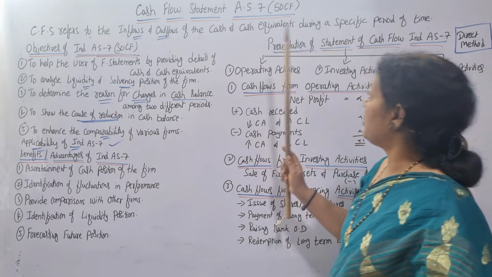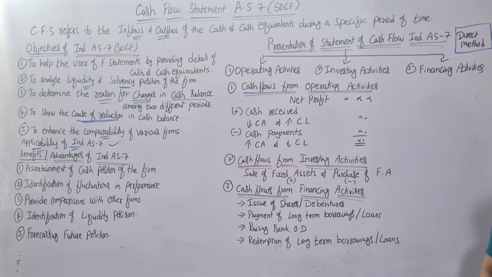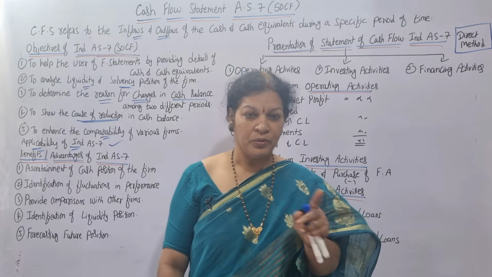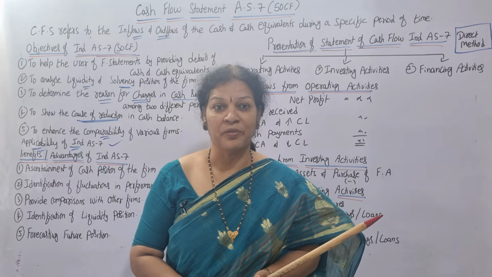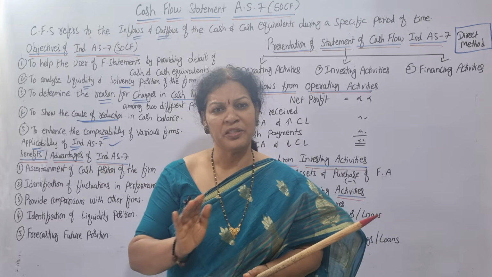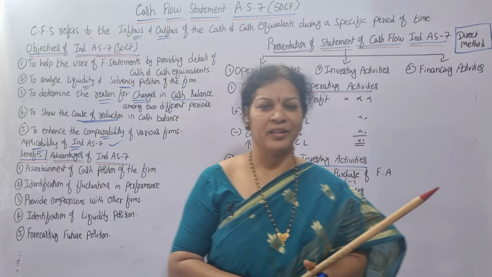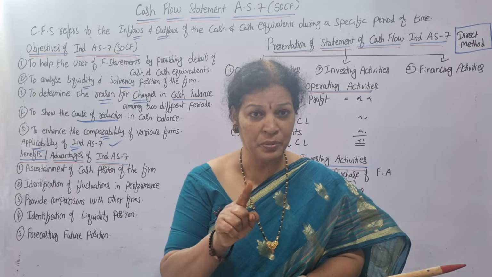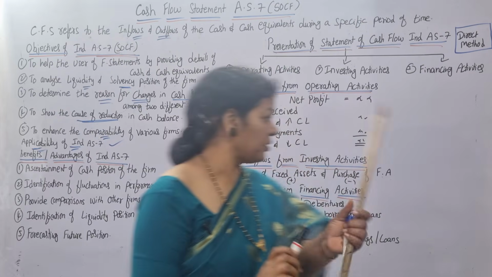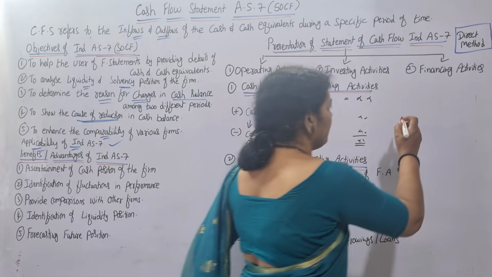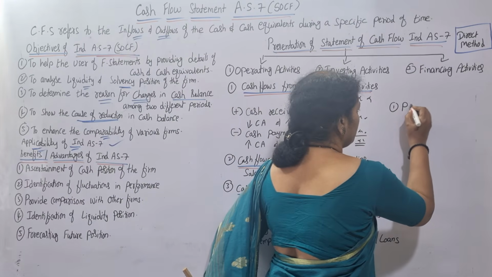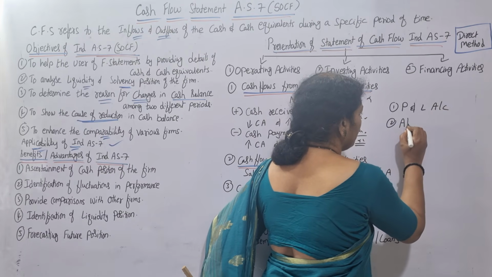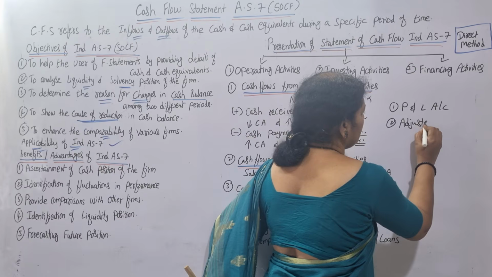Okay. Now coming to the presentation and statement of the cash flow statement. Before going to the cash flow statement, Accounting Standard 7, you need to prepare one thing, that is the adjusted profit and loss account. Do you remember the adjusted profit and loss account we have prepared already? Before the adjusted profit and loss account, we need to prepare one more account, that is the profit and loss account. Just a small introduction. First we'll be preparing the profit and loss account, P&L account. Then after that we have to prepare the adjusted P&L account.